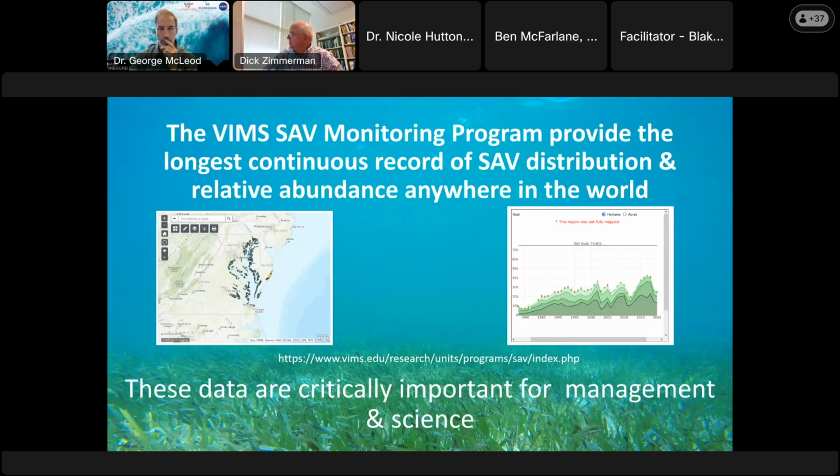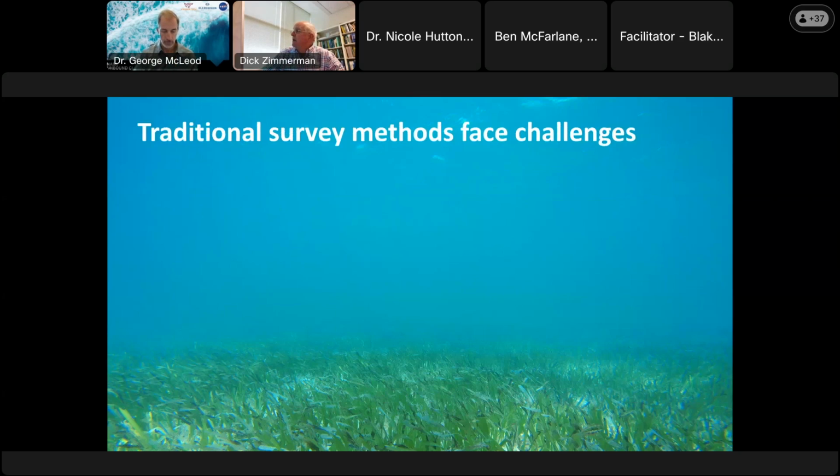The plot on the right shows the temporal pattern of SAV abundance going back to about 1978, and this was initiated primarily because in the 1970s there was a huge die-off of SAV and people were concerned about it. So we've been continuing to monitor this to see if SAV populations have been improving in response to efforts to improve water quality. And you can see that generally there's been an upward trend, although there have been a lot of ups and downs.